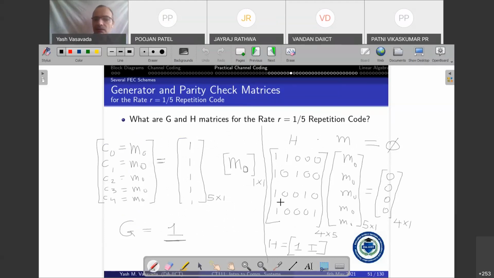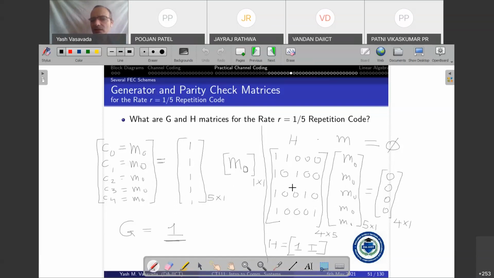Because I am saying that this H matrix gives all zero vector as the output only when it is multiplied by a valid code word. If you multiply it with any received sequence, then it will not be all zeros. Only when you multiply with a valid code word, which is this code word here, all of them M zeros, then you get all zeros. That is the definition of H matrix. So here we are not talking about majority voting. We are not even talking about decoding right now. We are just defining H matrix.